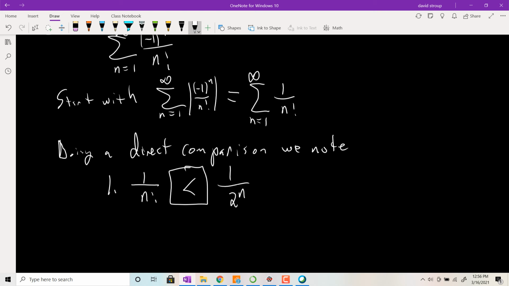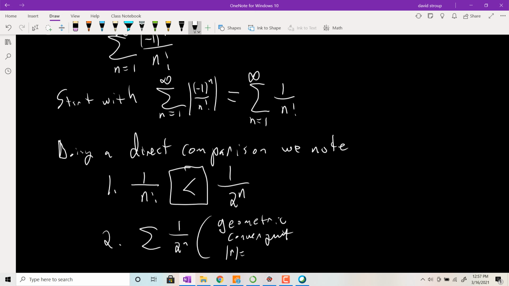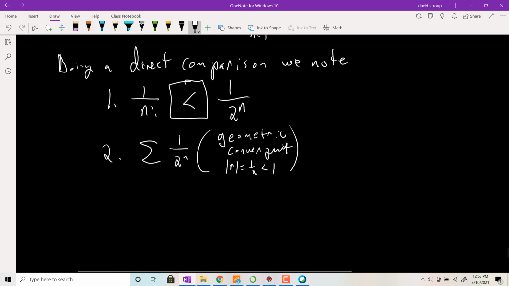Secondly, I make a note about this series I'm comparing it to. So the series of 1 over 2 to the n is a geometric series. It's convergent. And why is it convergent? It's convergent because the absolute value of r is equal to 1/2, which is less than 1. Then thirdly, because the geometric series is convergent and it's above the series 1 over n factorial, they both converge.